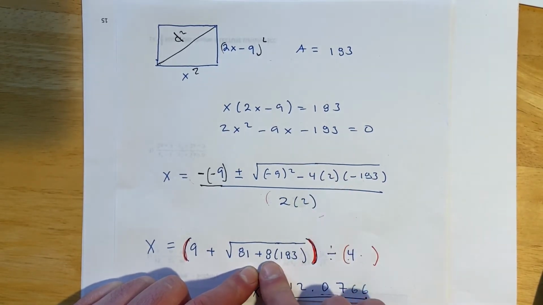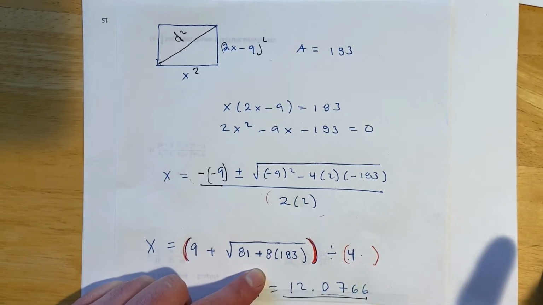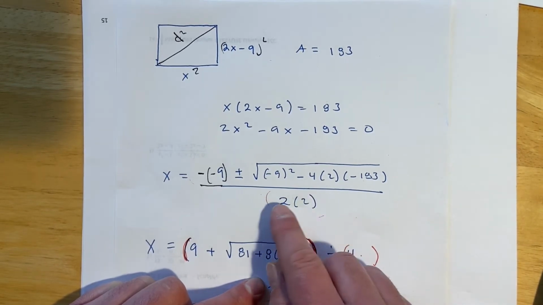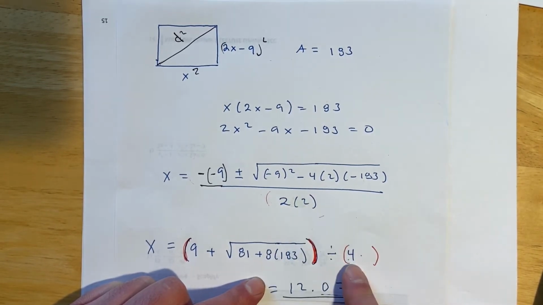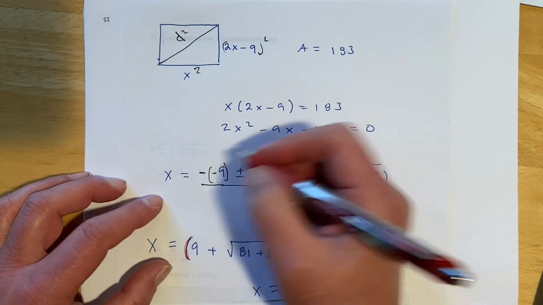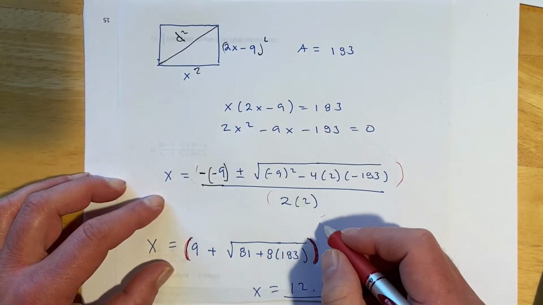4 times 2, I know that's 8. I do not know what 8 times 183 is. So I'm going to let the calculator take care of that. And then I'm going to have to divide all that. And instead of doing 2 times 2, I'm going to just call that a 4. And then the trick is if you're trying to type this all at once, you have to do the whole numerator in parentheses and the entire denominator in parentheses.